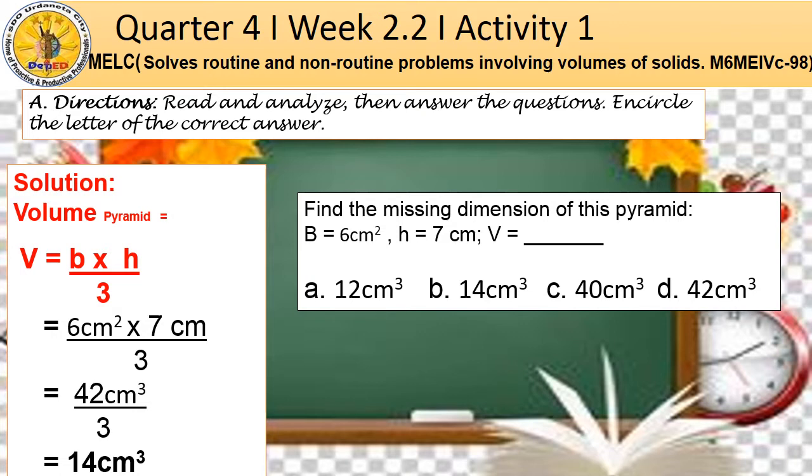So we will multiply the base times height. 6 square centimeters times 7 centimeters equals 42 cubic centimeters. 42 cubic centimeters divided by 3 equals 14 cubic centimeters. Therefore, the missing dimension of the pyramid is 14 cubic centimeters.